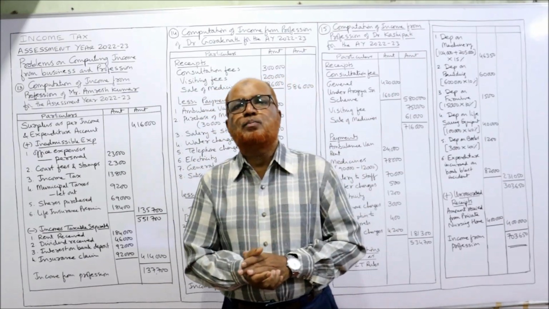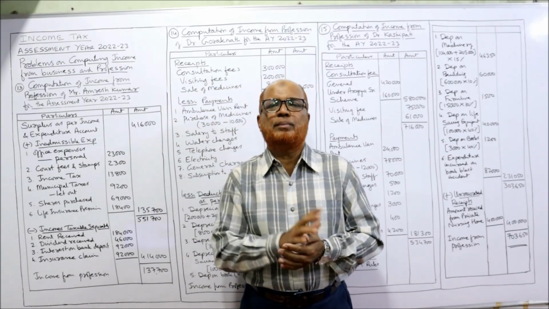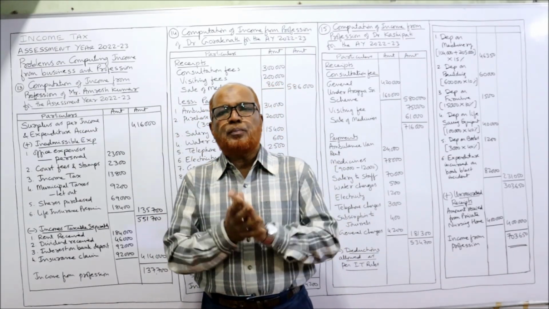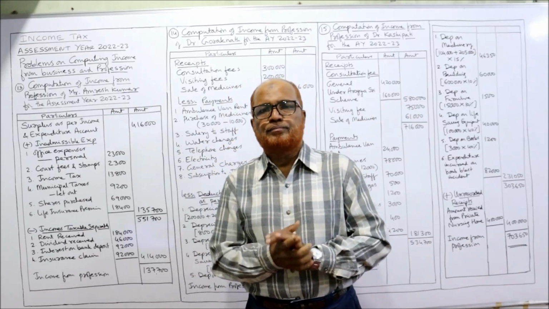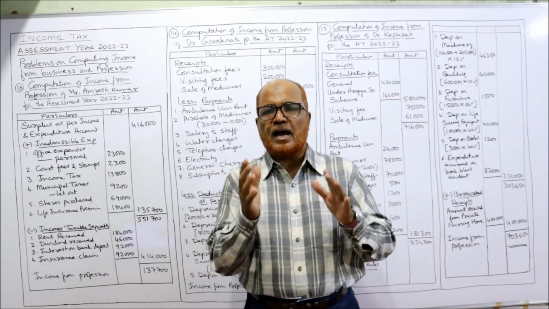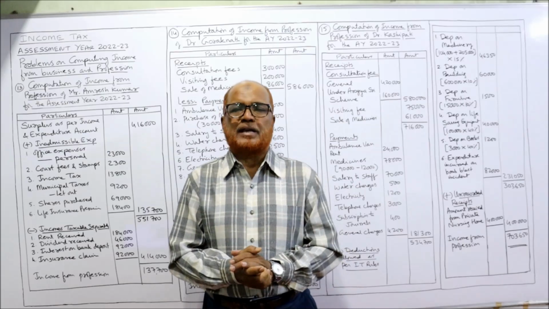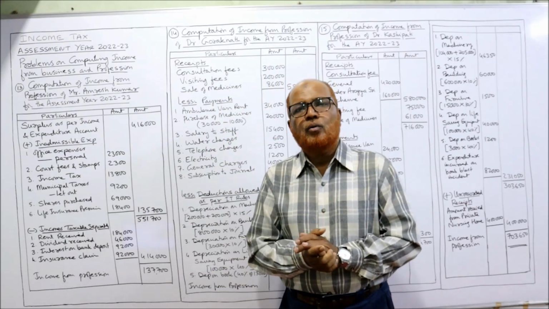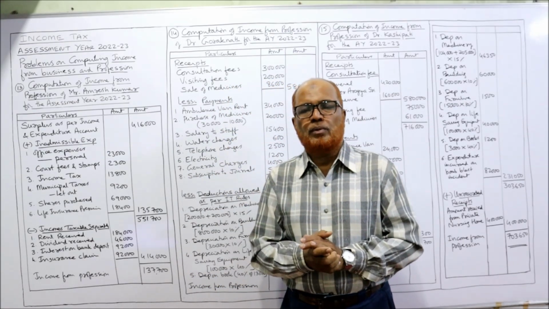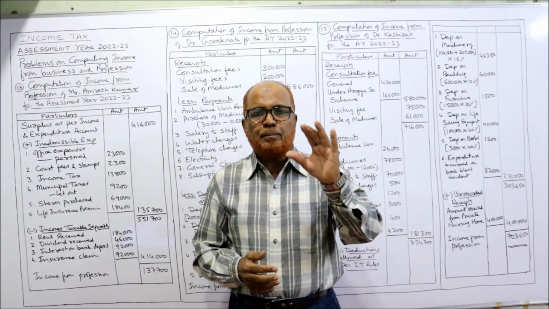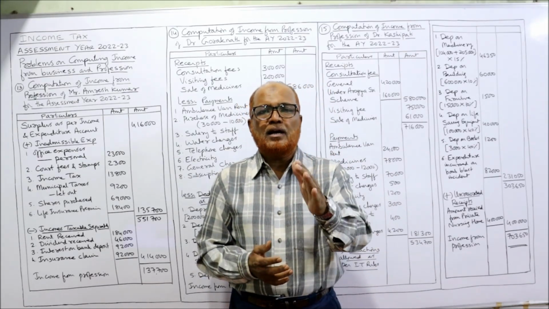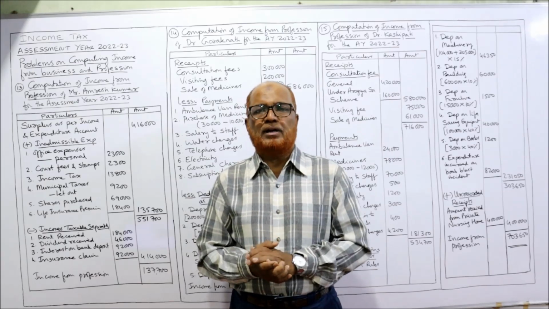The first model is where the profit and loss account will be given. By using the profit and loss account, we have computed how to find the income from business according to the provisions of the Income Tax Act. Now we are going to do the second model problems, where the receipts and payments account or income and expenditure account will be given.